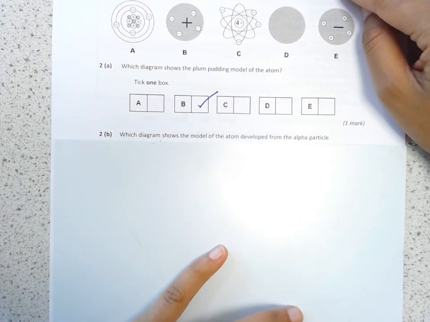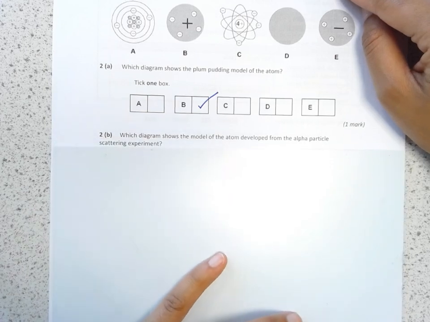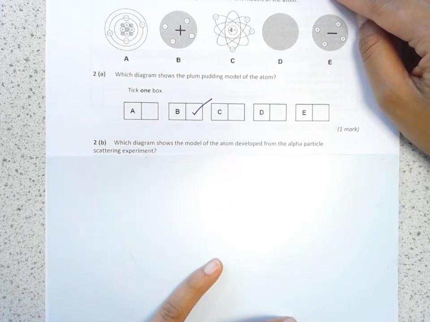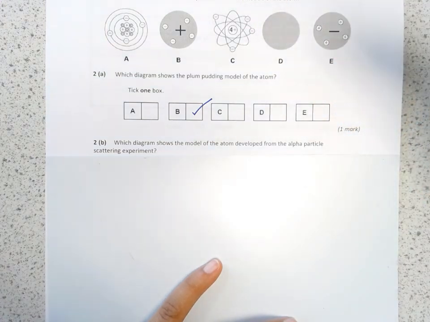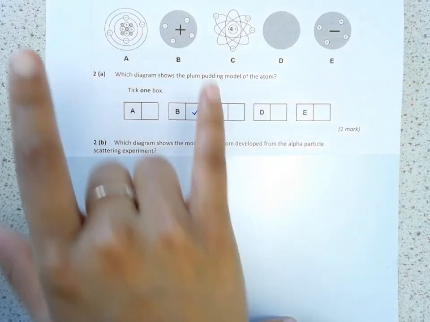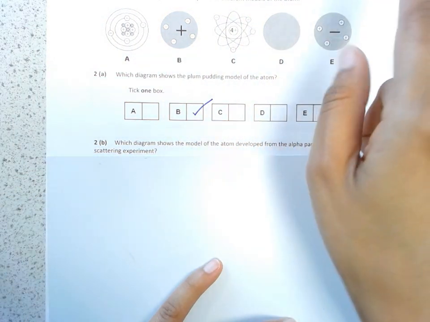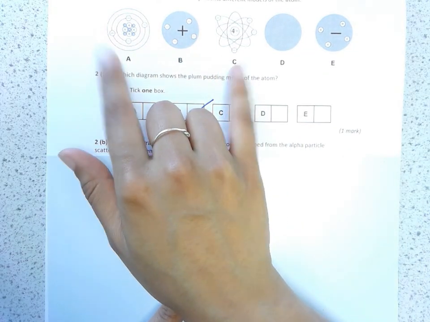Next answer, which diagram shows the model of the atoms developed from the alpha particle scattering experiment? The alpha particle scattering experiment discovered neutrons. Remember, alpha particles, which had positive charges, were fired at this atom, and the alpha particles went straight through for the most part, because most of the atom was empty space, and then it hit a positive nucleus in the center where the alpha particles were deflected. So clearly it's not that, clearly it's not that, clearly it's not that. So then we're thinking this one or this one.